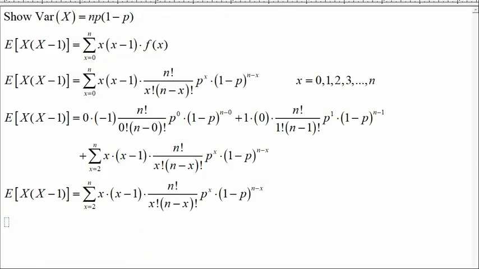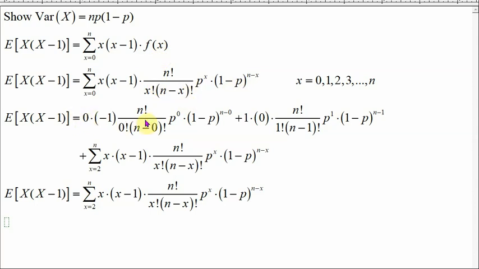And now I'm going to show that the variance of x is n times p times 1 minus p. So first, let's find the expected value of the expression x times x minus 1, which is the sum with x running from 0 to n of x times x minus 1 times f of x. And since we have a binomial distribution here, this is f of x.